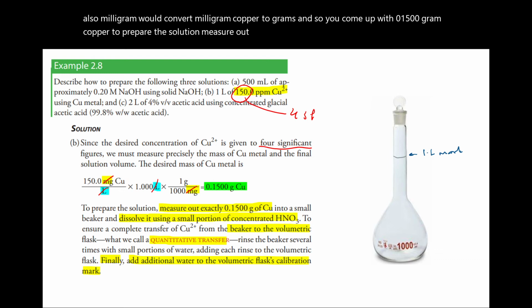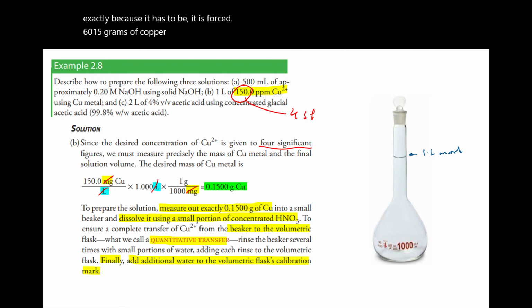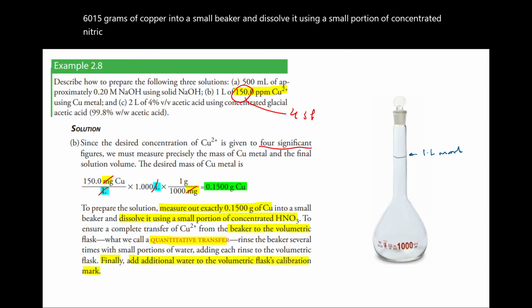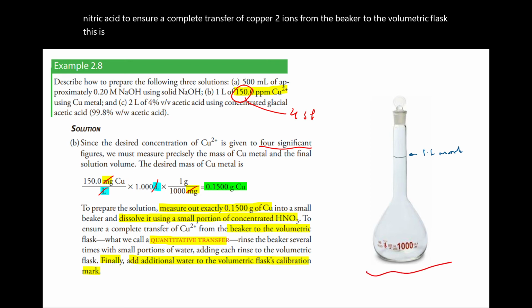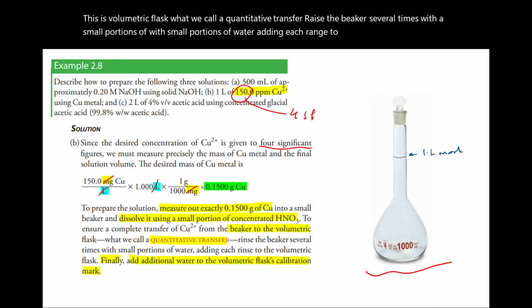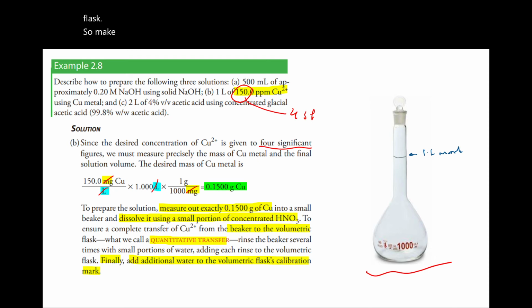To prepare the solution, measure out exactly 0.1500 grams of copper. It's not approximate, it's exact, because it has to be, with 4 significant figures. Put it into a small beaker, and dissolve it using a small portion of concentrated nitric acid. To ensure a complete transfer of copper 2 ions from the beaker to the volumetric flask, which is what we call a quantitative transfer, rinse the beaker several times with small portions of water, adding each rinse to the volumetric flask. Make sure you don't exceed the 1 liter mark.